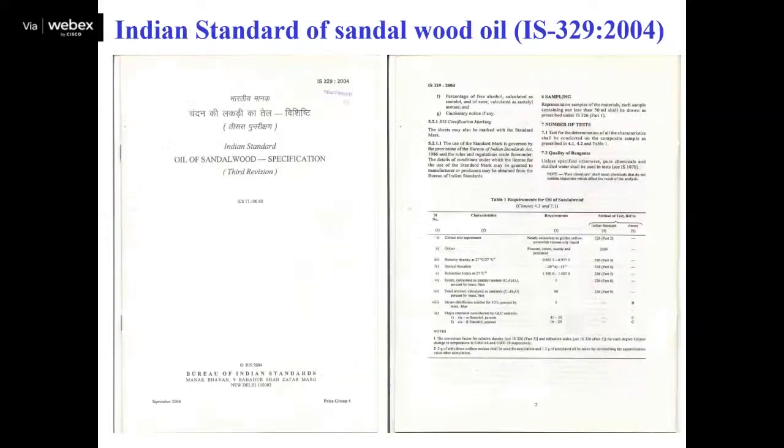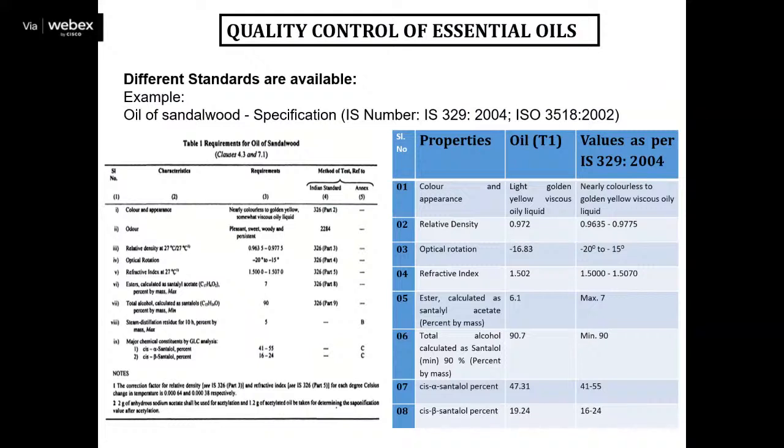You can see the photograph. Indian sandalwood oil has a standard, that is 329. We can see the color, appearance, relative density, optical rotation, refractive index, ester content, total alcohol content and total santalol content. These are the specifications of Indian sandalwood oil described in IS 329:2004, or ISO 3518:2002, which is more or less similar.